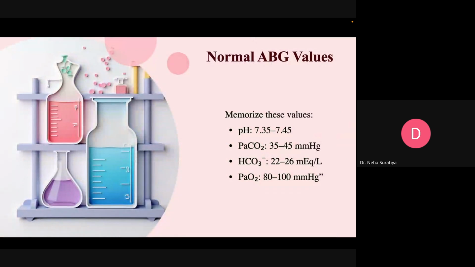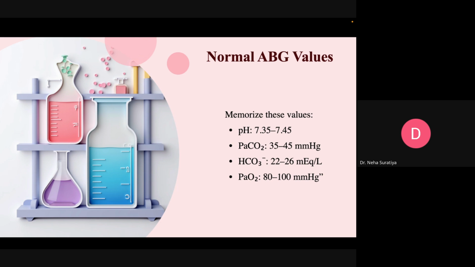Let me give you an idea about the normal ABG values. See, these are the normal ABG values. Memorize if possible. If not, don't worry, because it will be available with a single click. No need to memorize, but correlating is very important. pH is 7.35 to 7.45. Partial pressure of carbon dioxide is 35 to 45 mmHg. Bicarbonate is 22 to 26 mEq per liter, and partial pressure of oxygen is 80 to 100. When you handle ABG reports continuously, these reference ranges will stick to you. It will be clear in your mind.